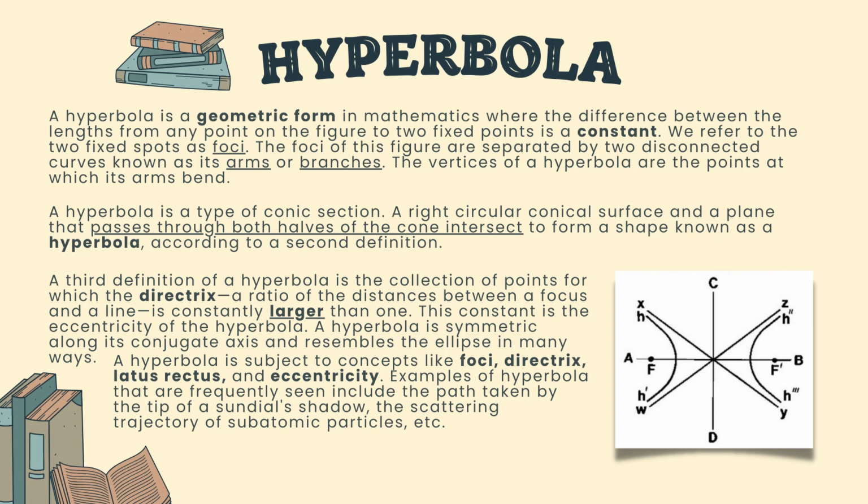A hyperbola is symmetric along its conjugate axis and resembles an ellipse in many ways. A hyperbola is subject to concepts like foci, directrix, latus rectum, and eccentricity. Examples of hyperbolas that are frequently seen include the path taken by the tip of a sundial's shadow, the scattering trajectory of subatomic particles, etc.